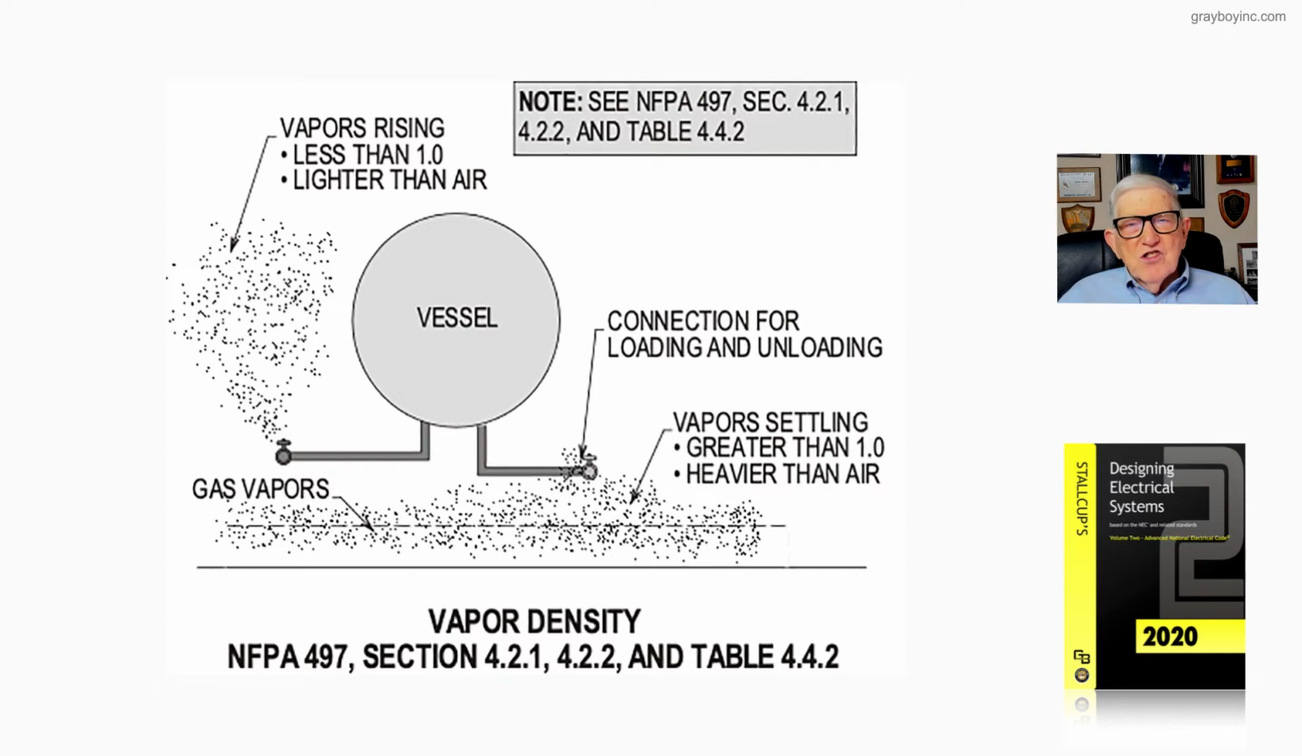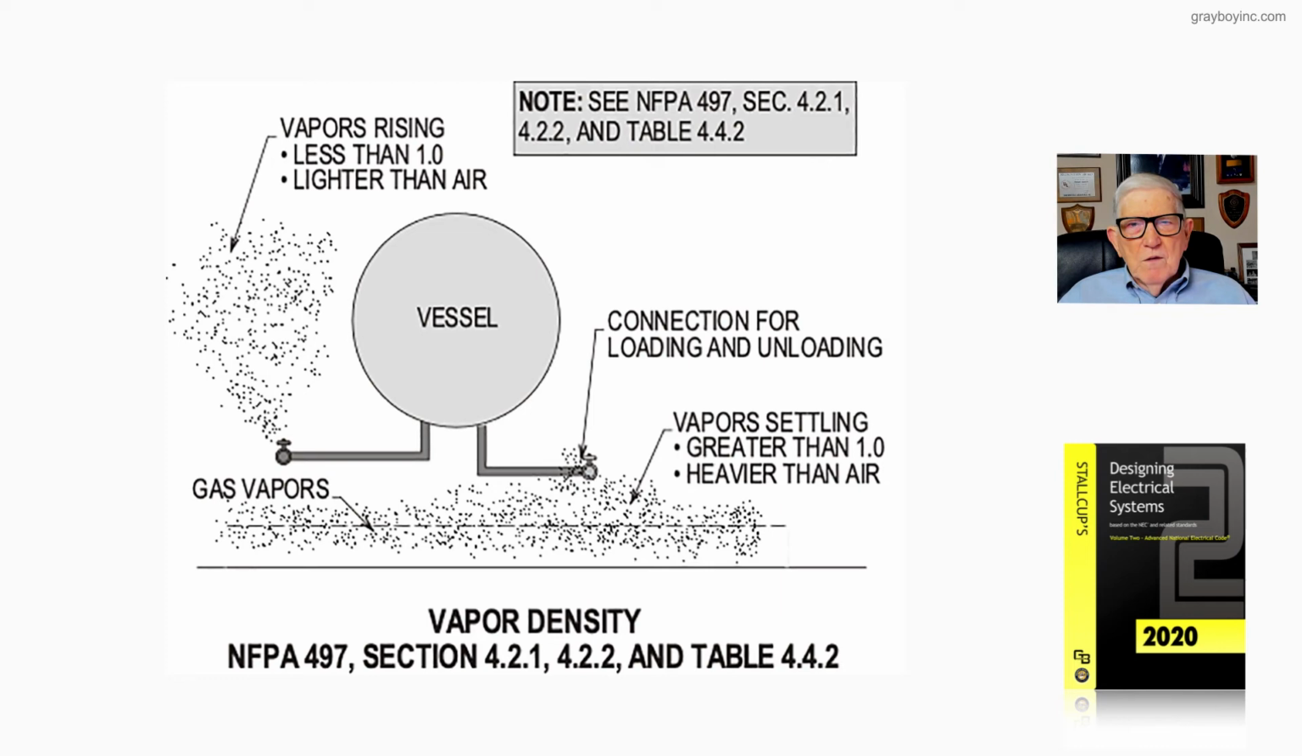Or does it settle and run along the ground? And notice that is a vapor that's greater than 1.0. It's heavier than air. And it will settle. And boy, when it settles, it'll run. Those type of vapors run usually. And they'll get in pits, voids, valleys, whatever it may be present, wherever it gets loose.